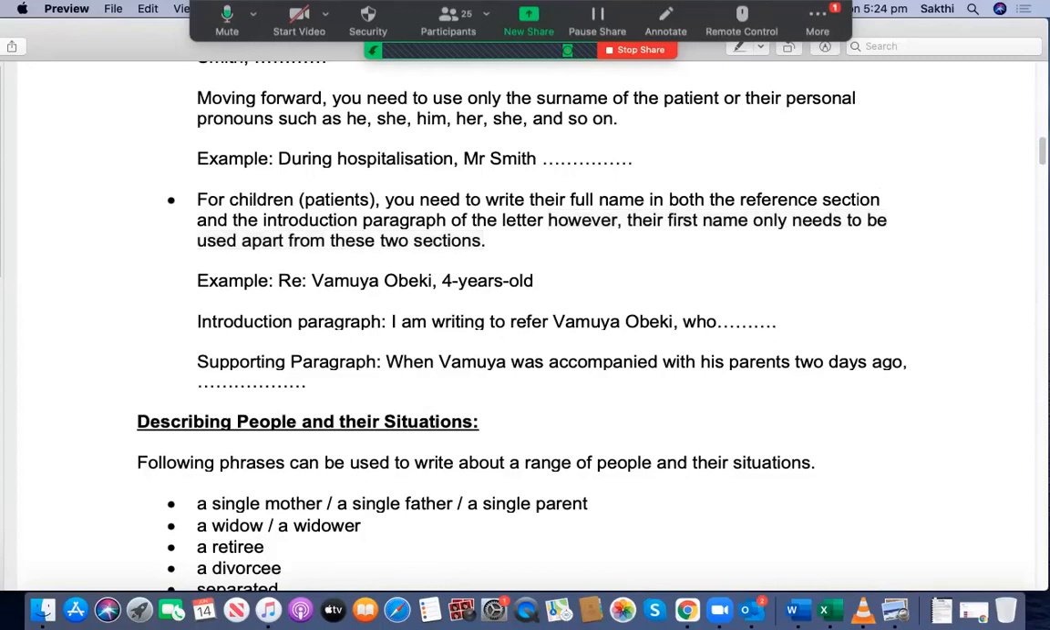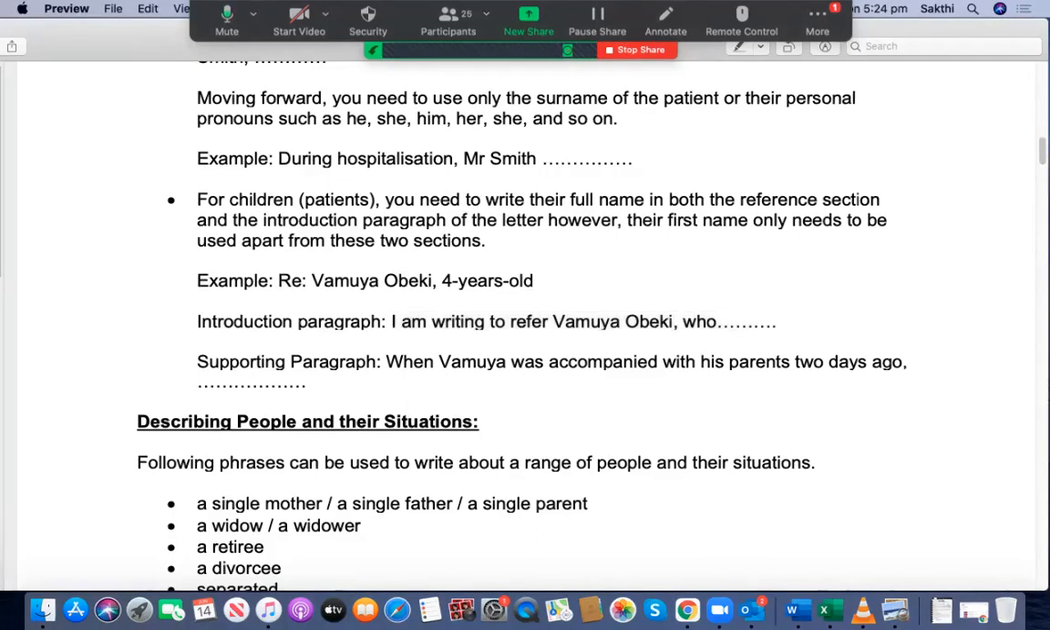But the remaining details are going to be the same as far as the reference section and the introduction paragraph are concerned. For example, let's say we have written down regarding Vamuya Obiki, 4 years old. In the introduction paragraph also, we're going to write down the same thing. We're going to write, I'm writing to refer Vamuya Obiki, and then who requires or whatever it is.